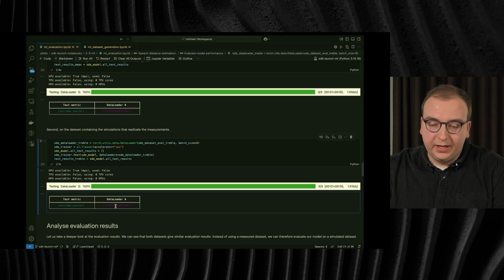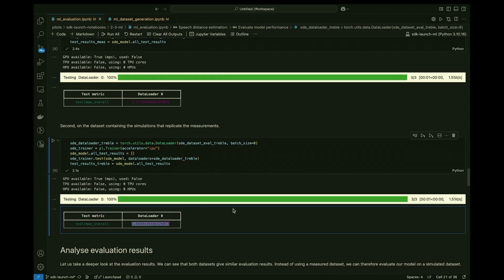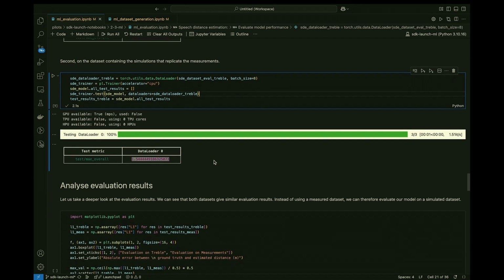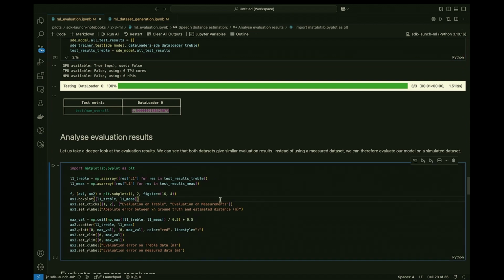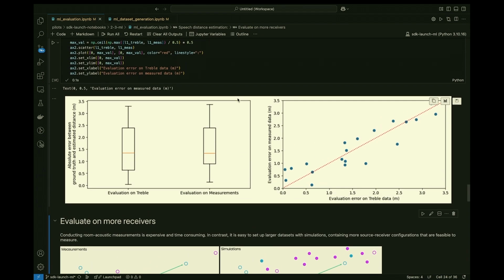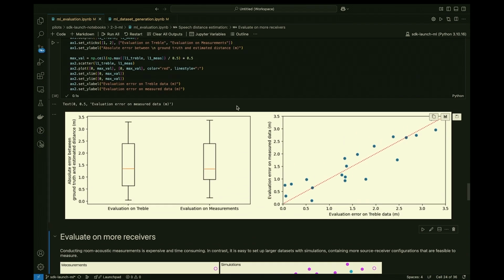And we see in this case, our mean absolute error is 1.54 meters. And already by just looking at one number, we see this is a very close match, but one number can of course also be a bit deceiving. That's why we have a closer look at all of the evaluation responses.